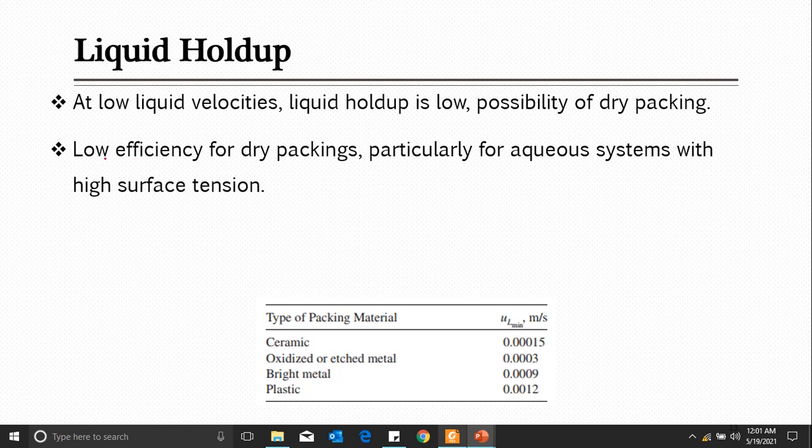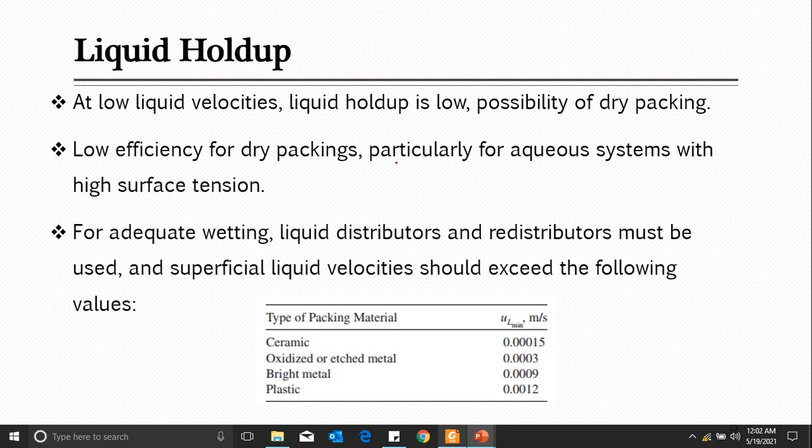In those cases you will definitely get low efficiency, because when there is dry packing, there is no contact of vapor and liquid, and there will be low efficiency in terms of separation. So in those cases we need more liquid distributors and redistributors, so that we can achieve adequate wetting and the specific superficial liquid velocity, and that can lead to the required separation.